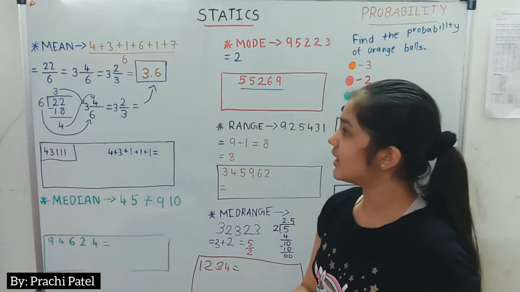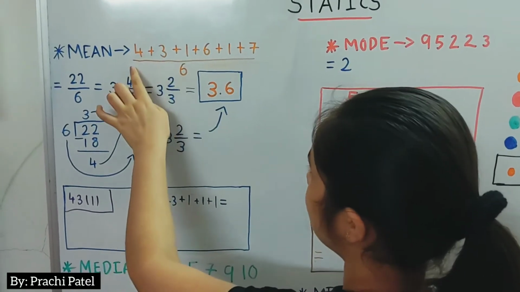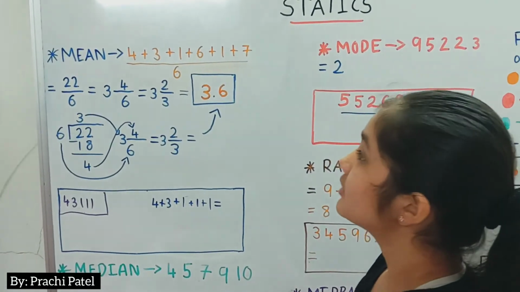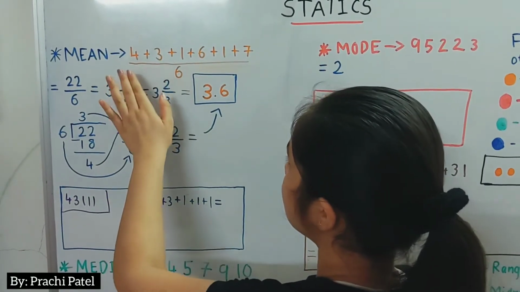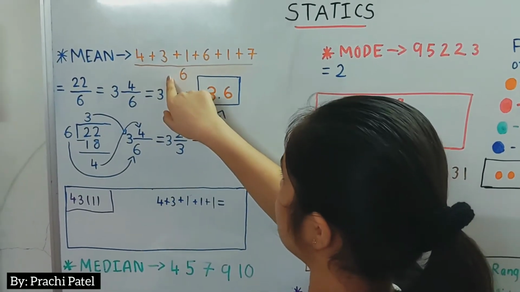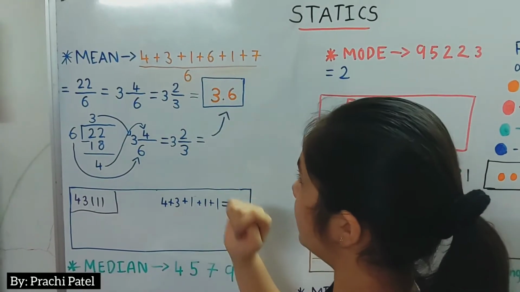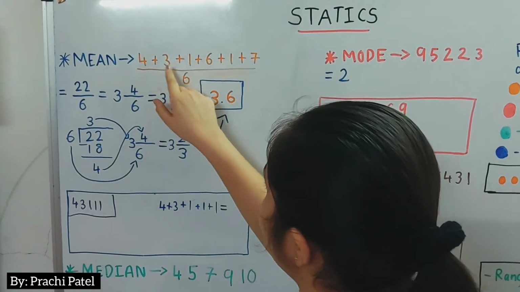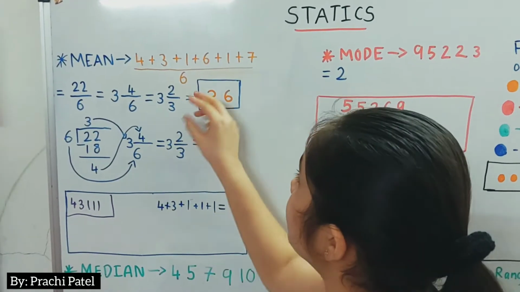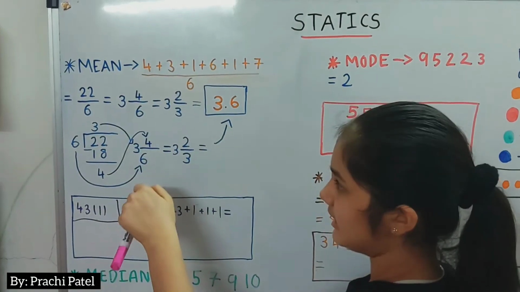So what is mean? When the numbers are 4 3 1 6 1 7, in mean we have to add all these numbers. First we do 4 plus 3, then plus 1 plus 6 plus 1 and plus 7, as shown over here. Now the quantity is 1 2 3 4 5 6. There are 6 digits in the whole number, so we divide by 6. This is how we find the mean.